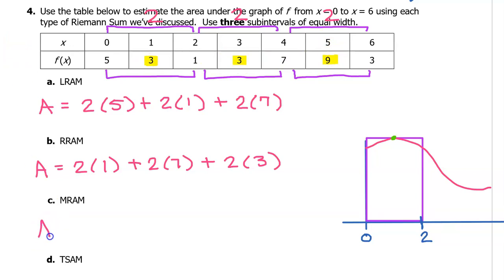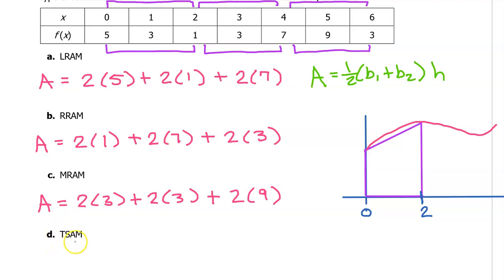So the area of the first rectangle, remember base times height, will be 2 times 3. Plus the area of the second rectangle, base times height, again will be 2 times 3. And plus the area of the third rectangle, base times height, is 2 times 9. So that's the Riemann sum for the midpoint rectangle method.